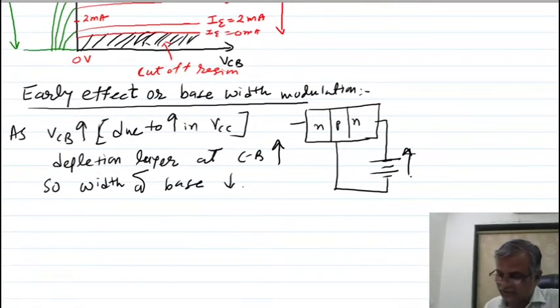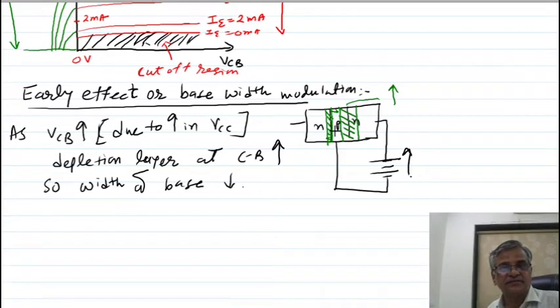As this voltage increases, the depletion layer space charge width at this junction increases. So the base region decreases; it already has a depletion layer due to the emitter-base forward bias. So the width of the base decreases.